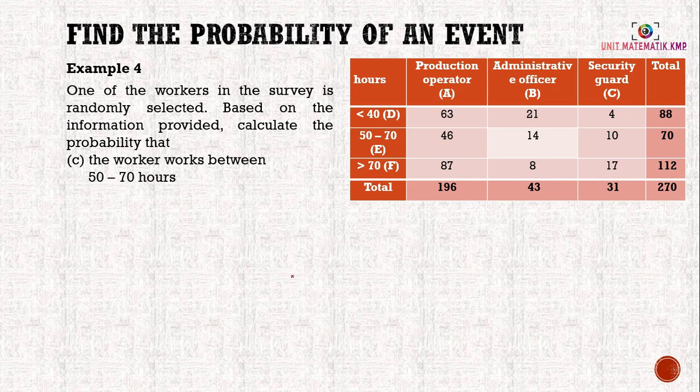Okay, calculate the probability that the workers work between 50 to 70. So kalau kita tengok dalam this table, 50 to 70 berada dekat sini. So the probability of E is equal to, so tengok hujung sekali dia adalah 70. So 70 over 270. So simplify, you akan dapat 7 over 27.